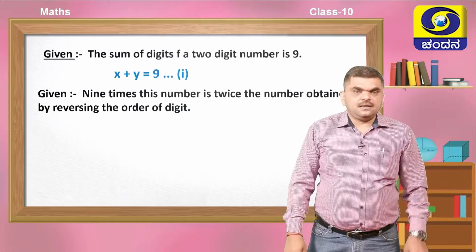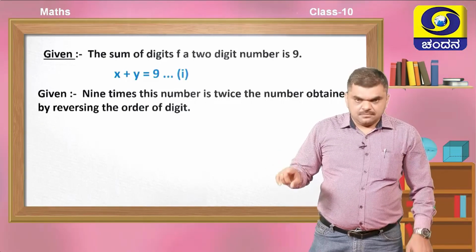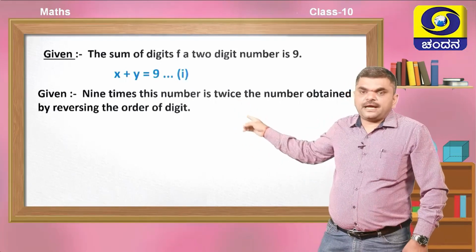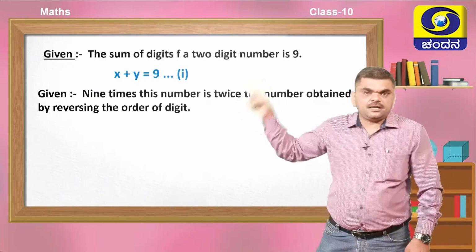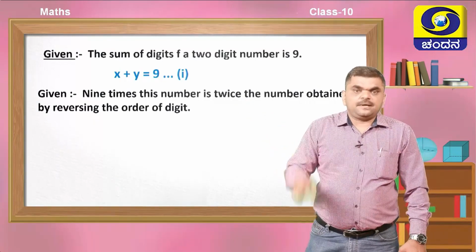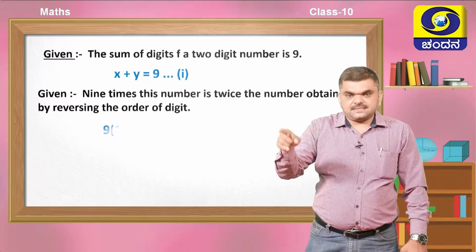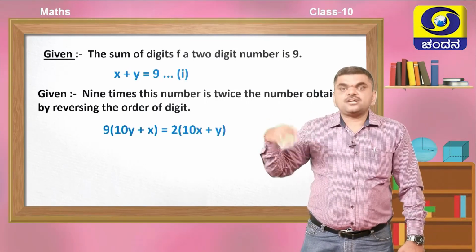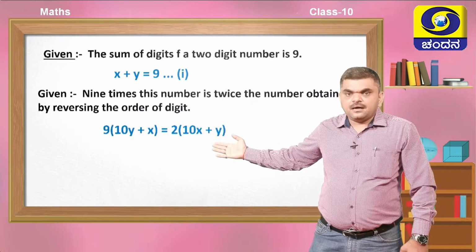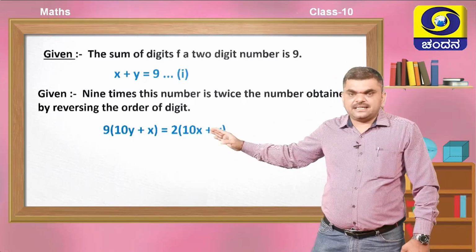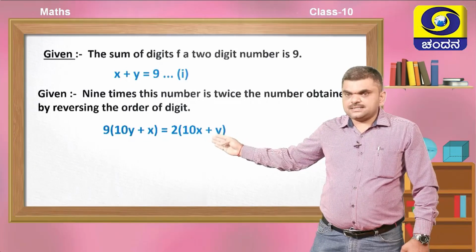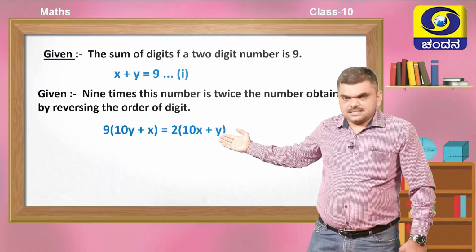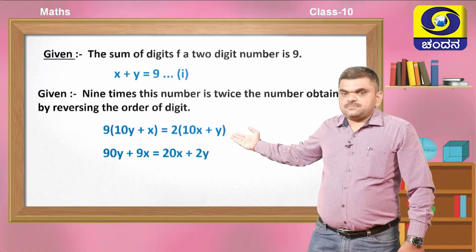Second condition is there, 9 times this number is twice the number obtained by reversing the order of the digits. 9 times the number means 10y plus x, we know it, 9 into 10y plus x is equal to twice the number obtained by reversing these 2 digits, that is 10x plus y. Understand? This is how we have to write the equation. 9 into 10y plus x is equal to 2 into 10x plus y.